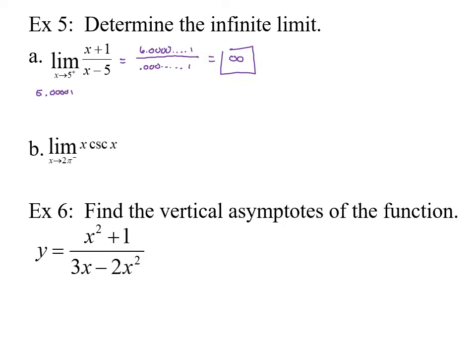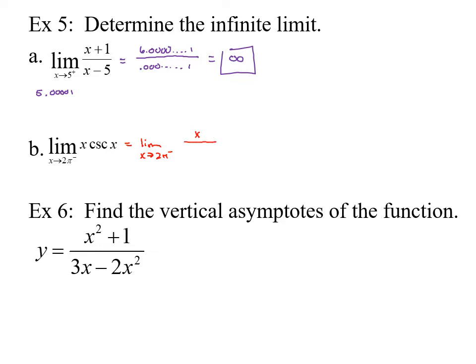This also plays a key role when you do stuff like trig. So what about something like the limit as x approaches 2 pi from the left of x cosecant x? What's actually going to help you here is if you rewrite this as the limit as x approaches 2 pi from the left. Remember, cosecant is just the reciprocal of sine, as we saw in the last video.